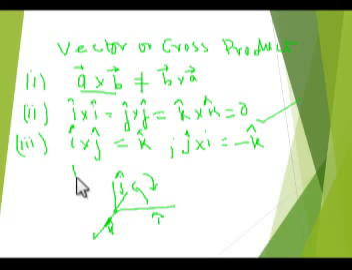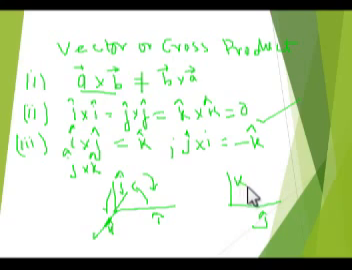If you take j to k vector, j to k is positive because this will be anti-clockwise. If you rotate the diagram in this way, this is j, this is k, and this is I. And what will you get from j to k? You will get positive I.